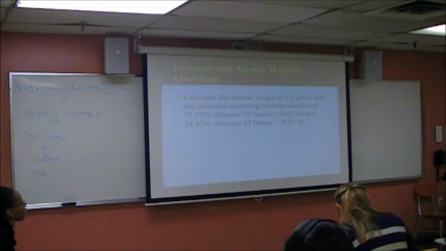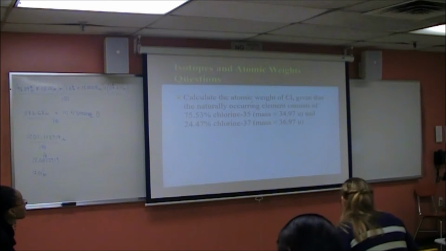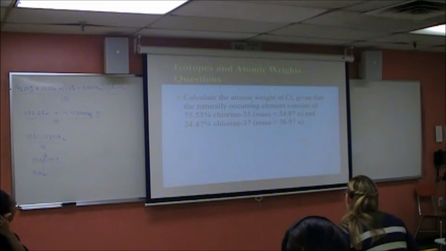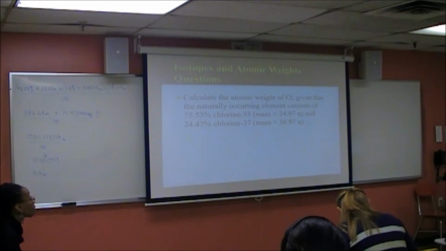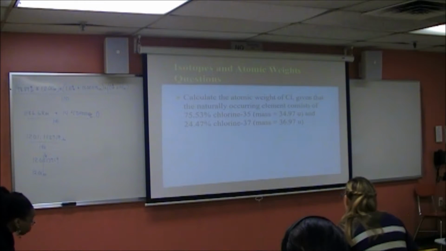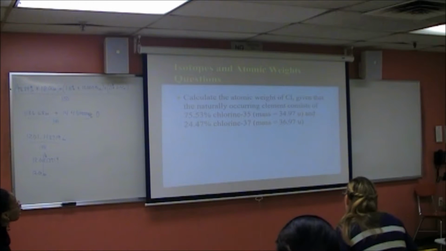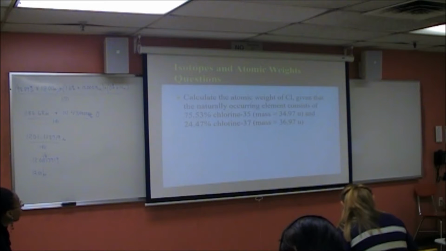Calculate the atomic weight of chlorine given that the naturally occurring element consists of 75.53% chlorine 35 that has a mass of 34.97 U's and 24.47% chlorine 37 which has a mass of 36.97 U's. Who's gonna do it for me?